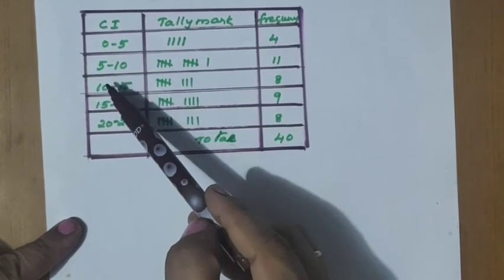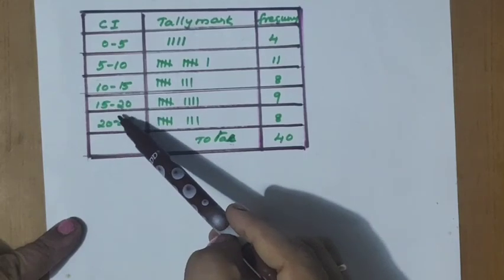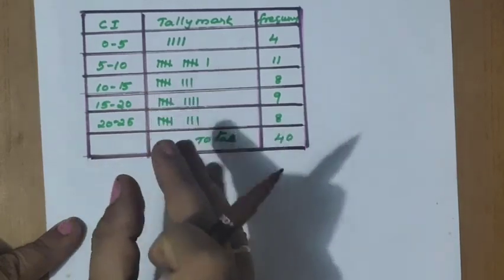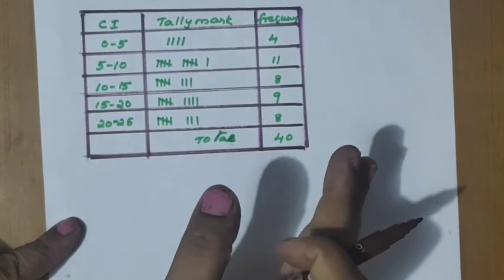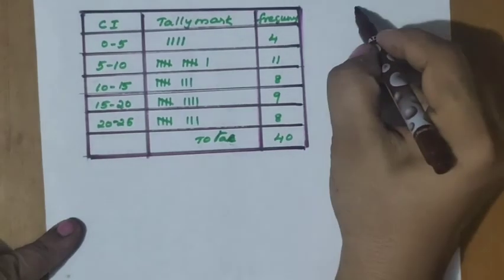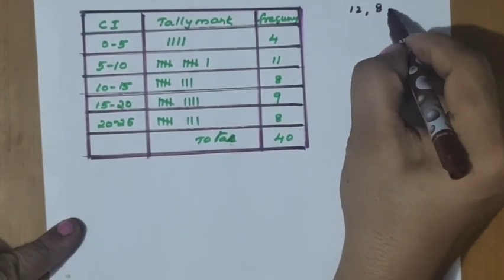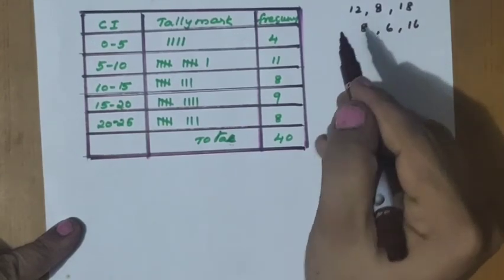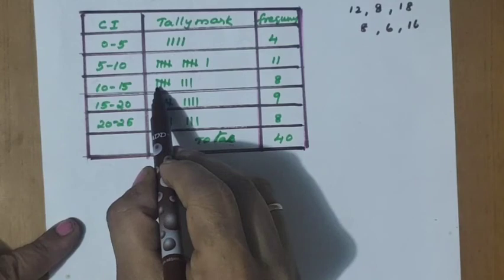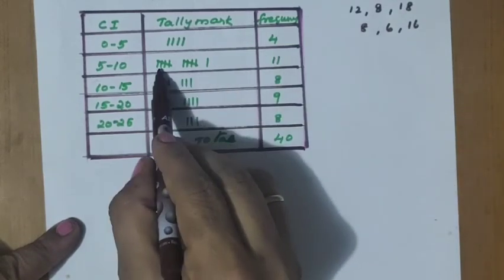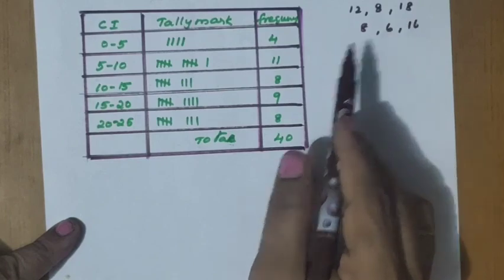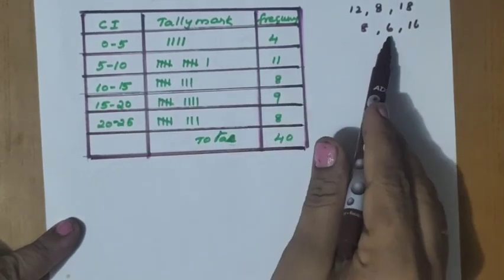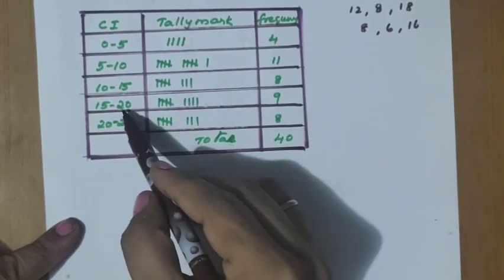So the first column is class interval, the next column is tally mark, then frequency. So 0 to 5, 5 to 10, 10 to 15, 15 to 20, 20 to 25. So 15 to 20 came here, right? When they give the option, it doesn't mean that it is the first class interval. The first readings are 12, 8, 18, 8, 6, 16. We read 12, so against 10 to 15 we mark one tally mark. Again 8 will come in 5 to 10, 18 will come in 15 to 20, 8 will come again here, 6 here, and 16 in 15 to 20, like that.